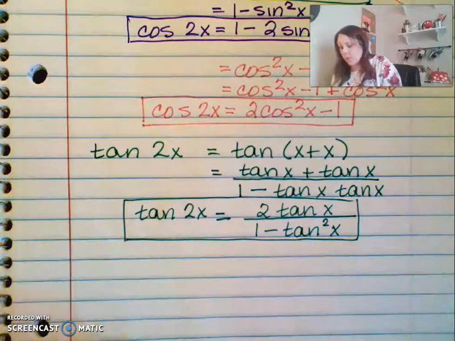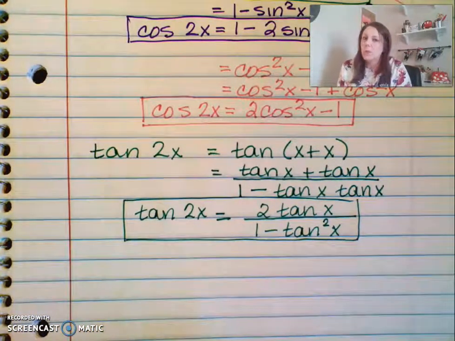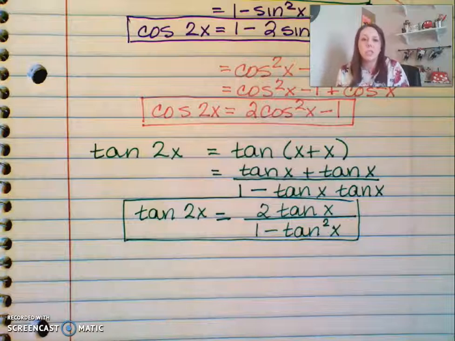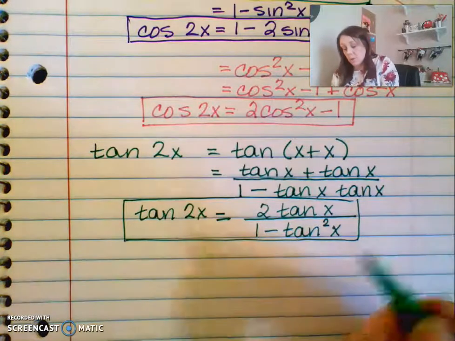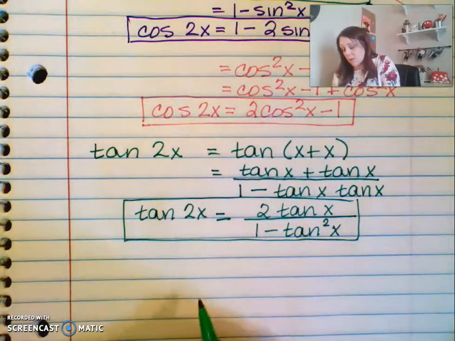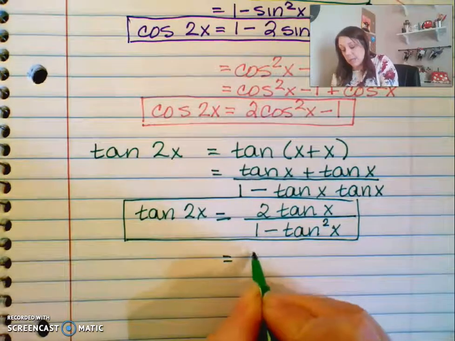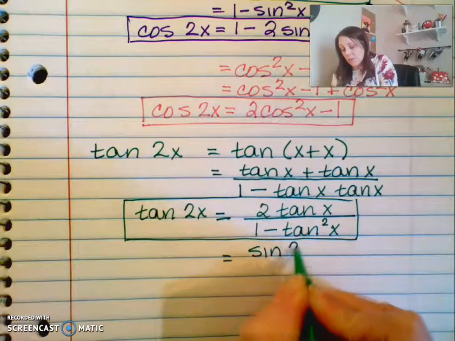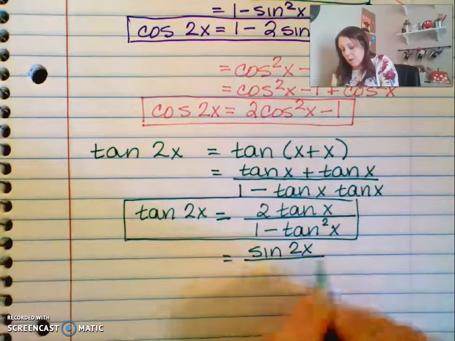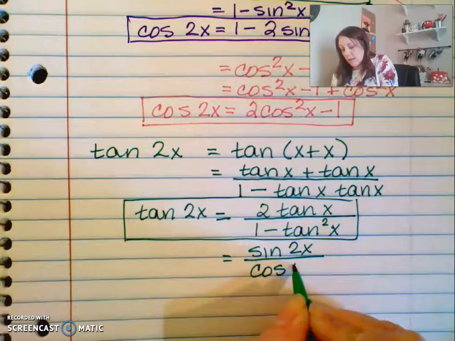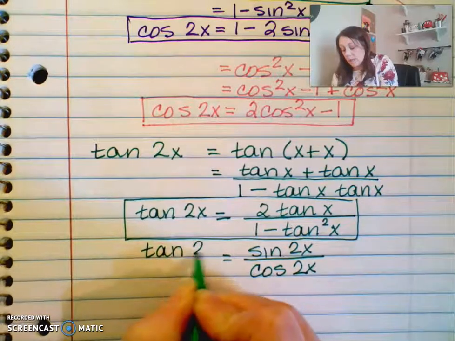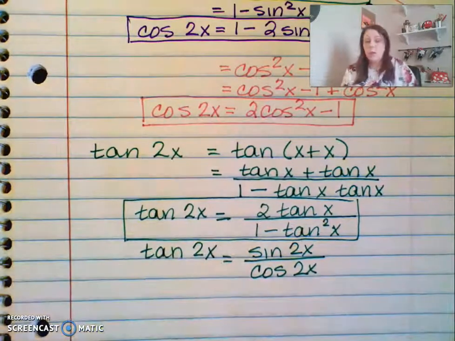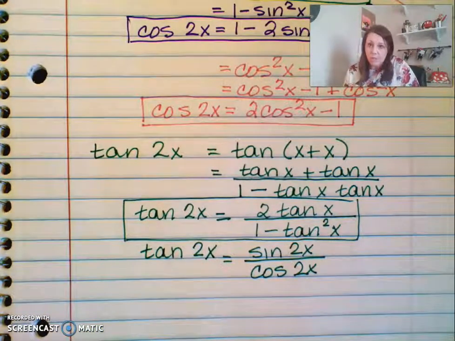It's important to note here that we know from our quotient identities that a tangent function is equal to a sine divided by a cosine, where all three have the same angle applied. So another variation we can think of for the tangent of 2x is to simply think of it as the sine of 2x over the cosine of 2x. And that would be another acceptable form, or an acceptable substitution, for a tangent 2x expression.